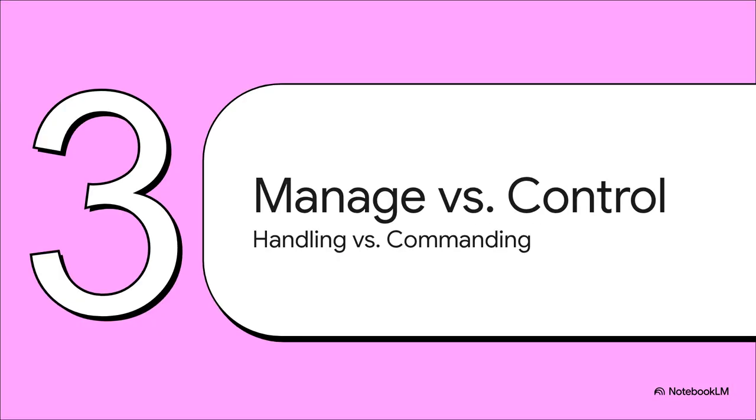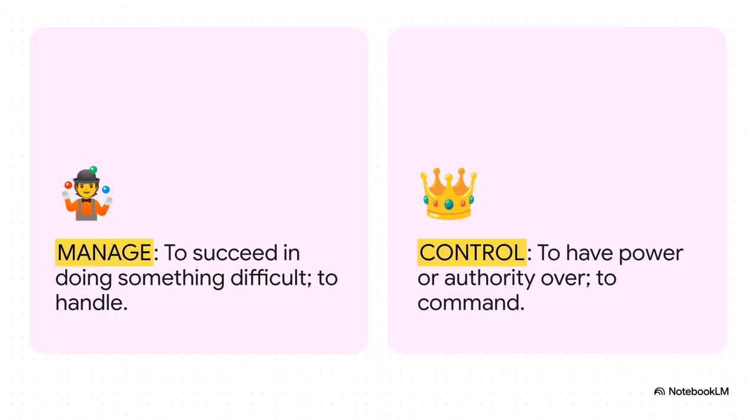Okay, our final pair is a little more subtle. Manage and control feel really similar, but they actually describe different levels of power and influence. It's all in the nuance. Here's the key distinction. To manage something means to handle it, especially when it's complex or difficult. To control something means you have direct command over it. You make it do what you want. Think of it as handling versus commanding.